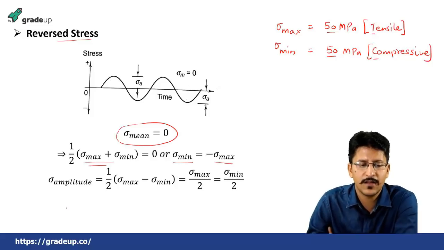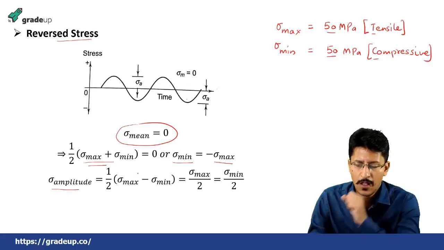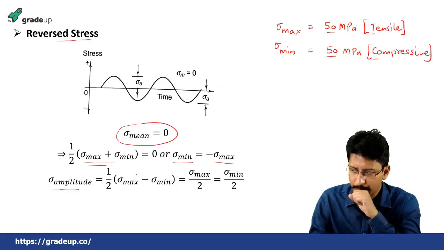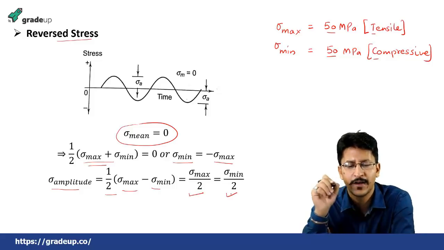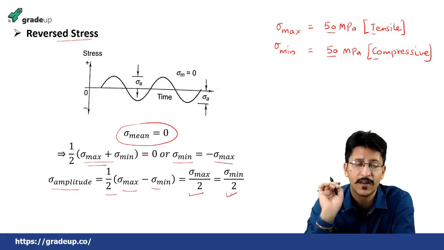So the stress amplitude will be equal to half of maximum minus minimum. Since these two are the same in magnitude, you can take the value as maximum by 2 or minimum by 2. Both will give you the same numerical value.